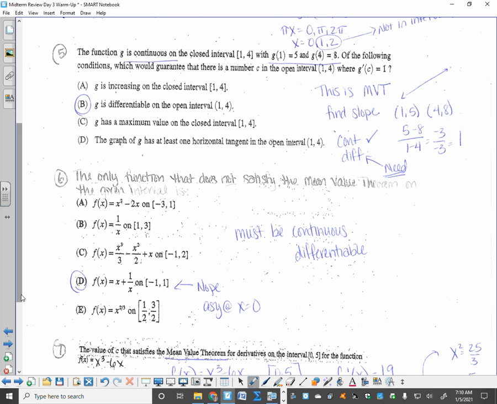Number 5. The function is continuous on the closed interval. Which of the following would guarantee that there's a number c on the open interval 1 to 4 where g prime of c equals 1? All right, this is the MVT. I'm telling you that I want the derivative to equal 1. I want the slope of the tangent line to equal 1.